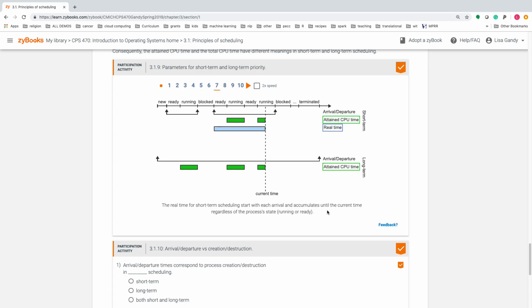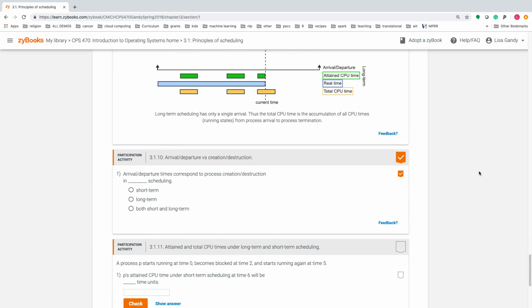The real time for short-term scheduling starts with each arrival and accumulates until the current time, regardless of the process state. The real time for long-term scheduling starts with the process creation and accumulates until the current time, regardless of the process state. Okay. The total CPU time is the accumulation of all CPU times from arrival to departure. For short-term scheduling, the accumulation restarts. And long-term scheduling has only a single arrival, thus the total CPU time is the accumulation of all CPU times from process arrival. So the moral of that story is short-term is kind of resetting itself, and long-term is accumulating for these values.